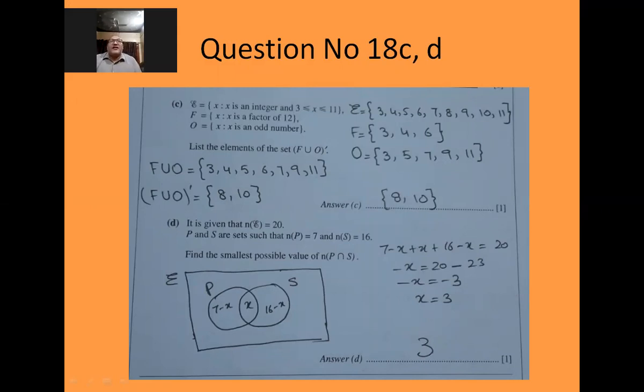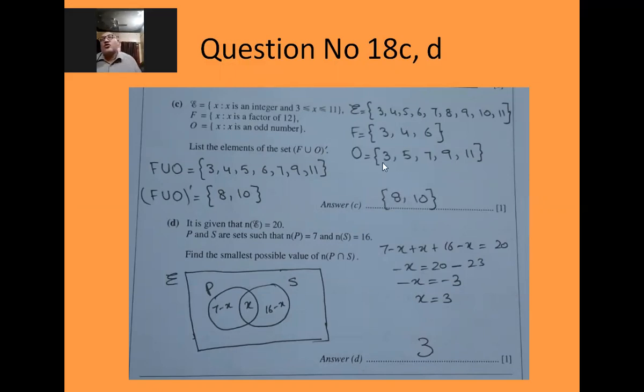In the D part, it is given that the universal set has, this small n means the number of members. So it is given that the number of members in the universal set is 20. P and S are sets such that the members in P are 7 and the members in S are 16. Find the smallest possible value of the members which are common to both P and S.